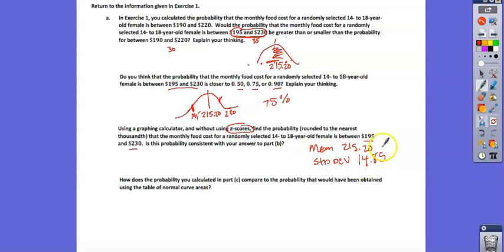Now you can either use my online function, or if you had your graphing calculator, you could put it in there. You have your left bound, right bound, mean, standard deviation. And when I did this one, let me see what I actually got. I got very close to 0.754, so it was close to the estimate of 75%.